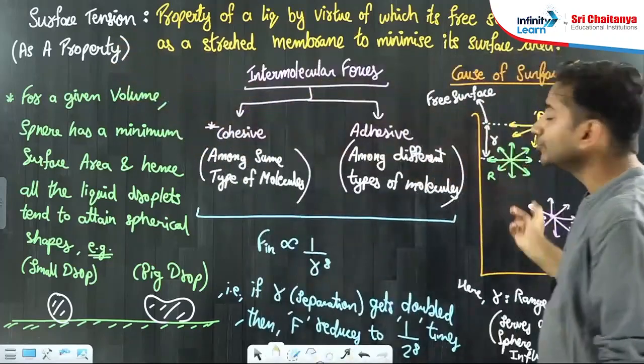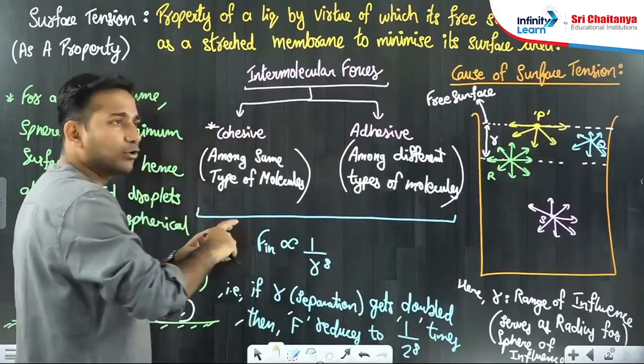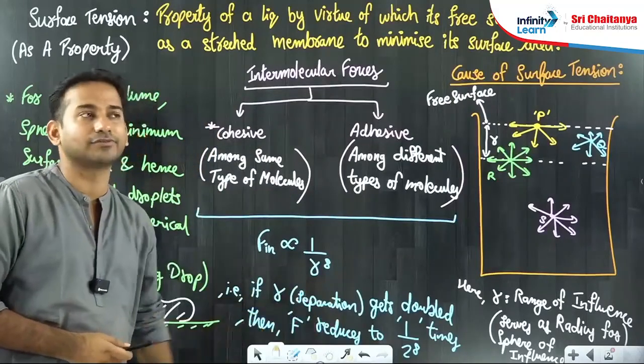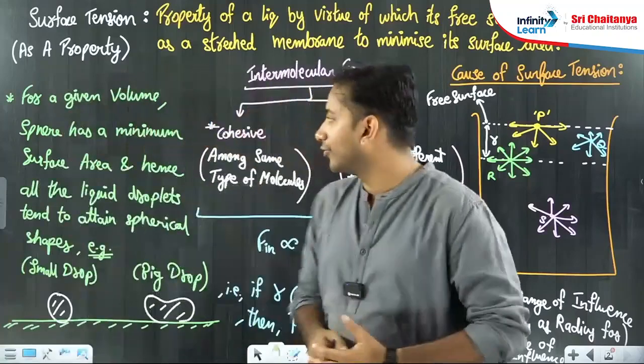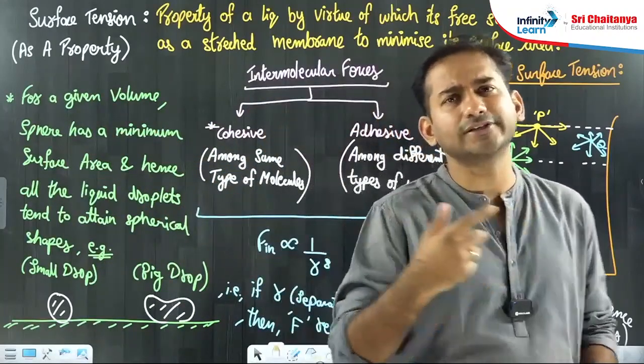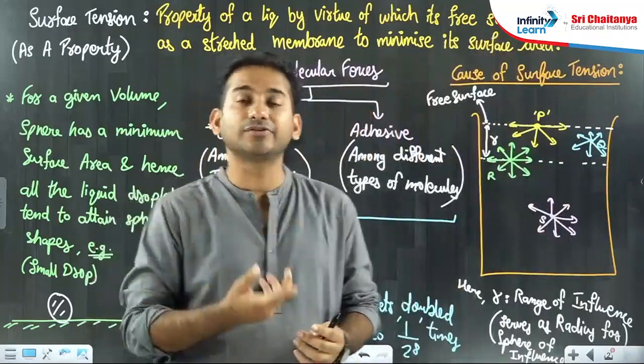What is the root cause of surface tension? The cohesive type of intermolecular forces. What are the categories of intermolecular forces, and how do they vary with distance? And obviously, we will talk about that for a given volume, why we always talk about spherical droplets. Dew drops are also generally spherical.